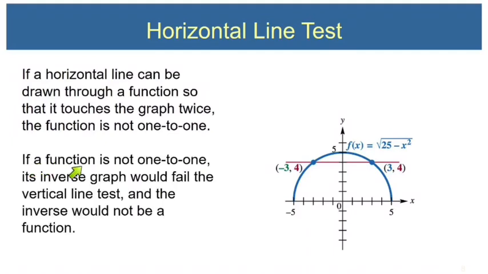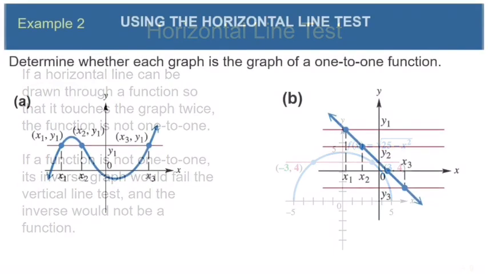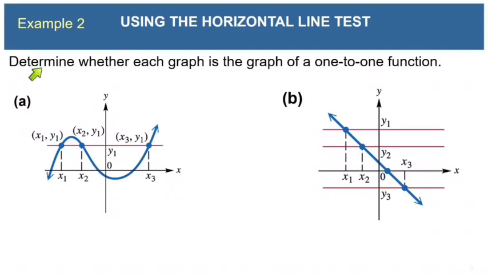And the problem is that if a function is not one-to-one, its inverse graph would fail the vertical line test, because remember, in an inverse, all we're doing is switching the x's and y's. So if the function reuses y values, then its inverse will reuse x values, and the inverse will not be a function. Now, on example 2, it says determine whether each graph is the graph of a one-to-one function.